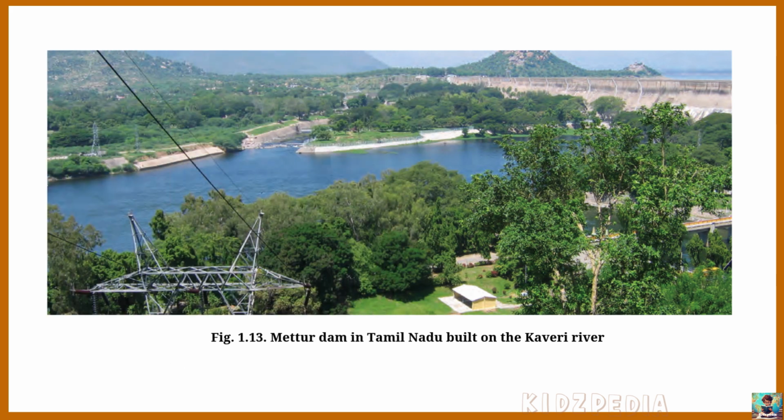Figure 1.13 Mettur Dam in Tamil Nadu built on the Kaveri River. The Mettur Dam is built across the Kaveri River in Tamil Nadu. The dam stores river water and is used for irrigation, electricity generation and water supply. As the Kaveri river flows through different states, all of them depend on the same river water. So, the states need agreements and discussions to decide how the water should be shared fairly. This helps to avoid conflicts and maintain peace.